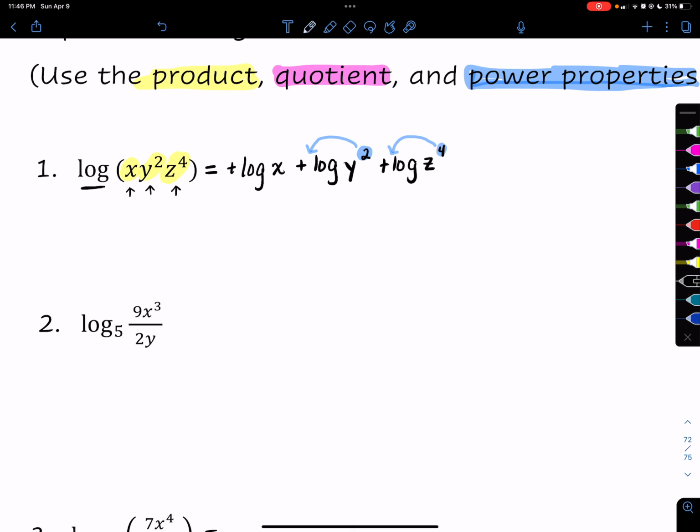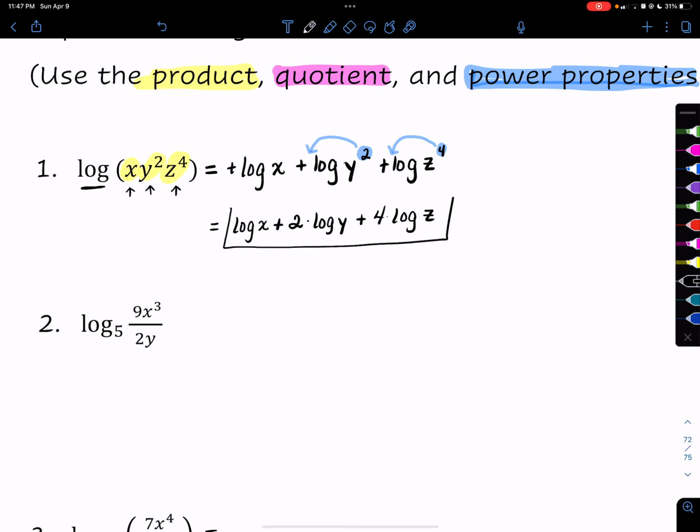So when I write this in my final expanded form, I will have log x plus 2 times log y plus 4 times log z. And that is expanded form, only using the product property and the power property. No quotient property on this one. No division was happening.